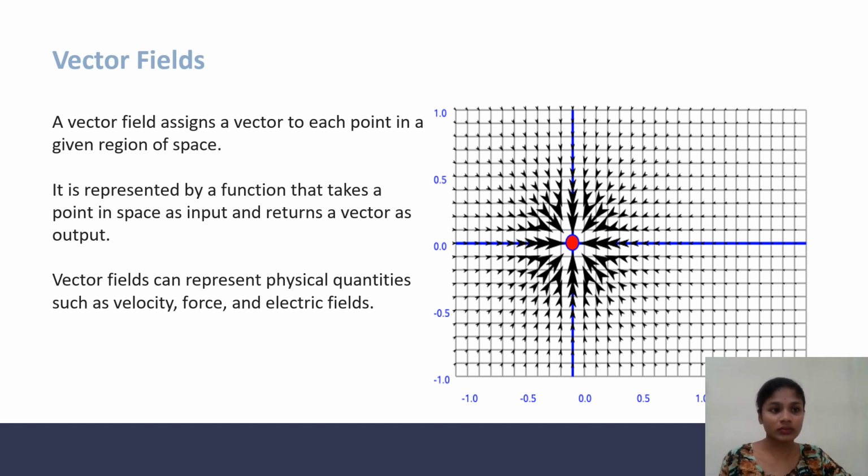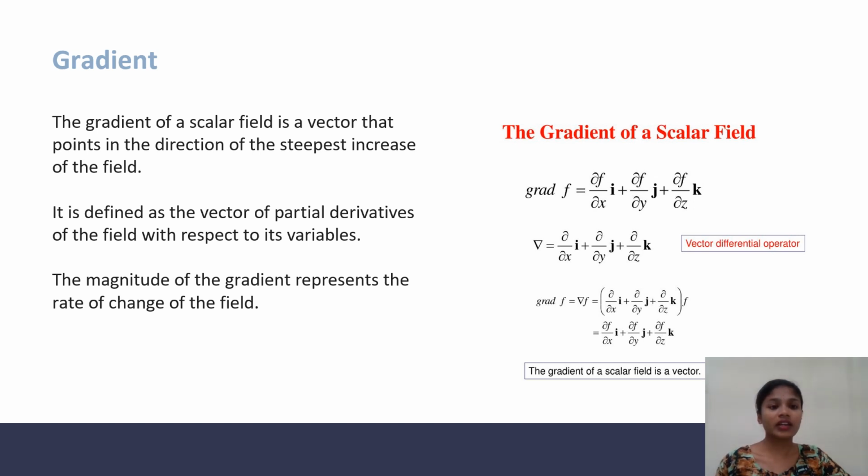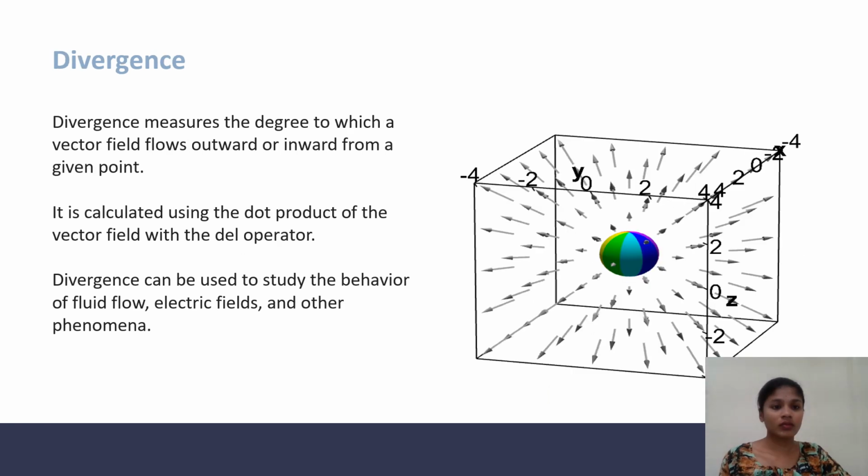another point. Gradient. The gradient of a scalar field is a vector that points in the direction of the steepest increase of the field. It is defined as a vector of the partial derivatives of the field with respect to its variables. The magnitude of the gradient represents the rate of change of the field. The gradient is a differentiation operation applied to a three-dimensional vector value. Its three components are the partial derivatives of the function with respect to the three variables.